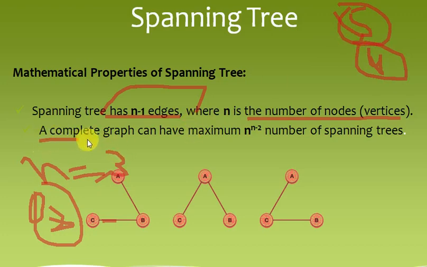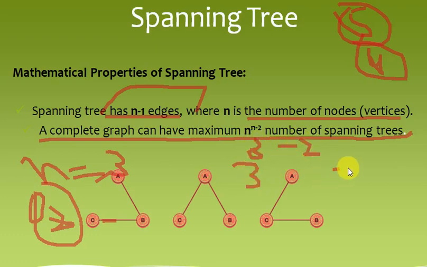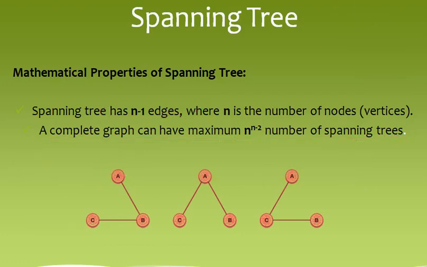And a complete graph can have a maximum of n^(n-2) spanning trees. So how many trees can we create? For example, with 3 nodes, 3^(3-2) is equal to 3. It means that from 3 nodes we can create 3 spanning trees.